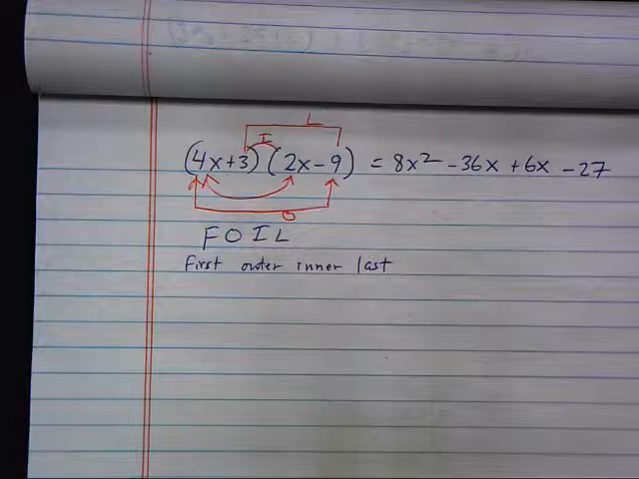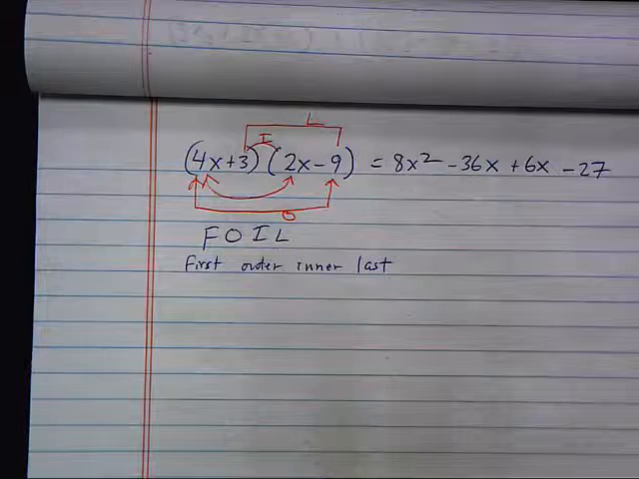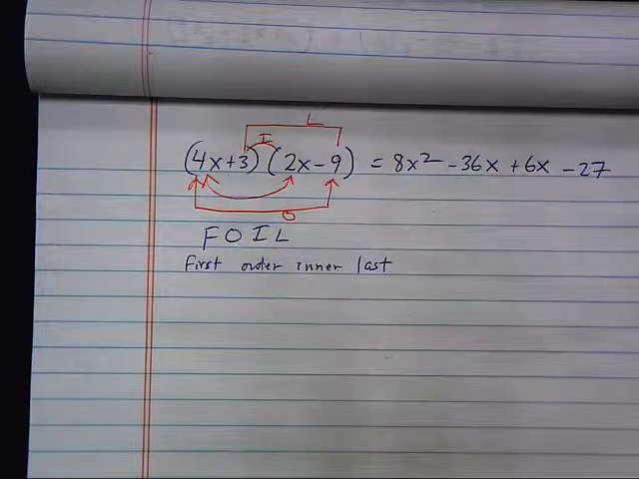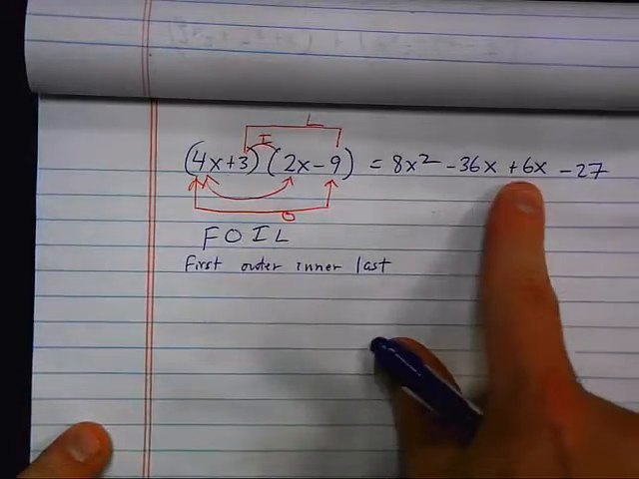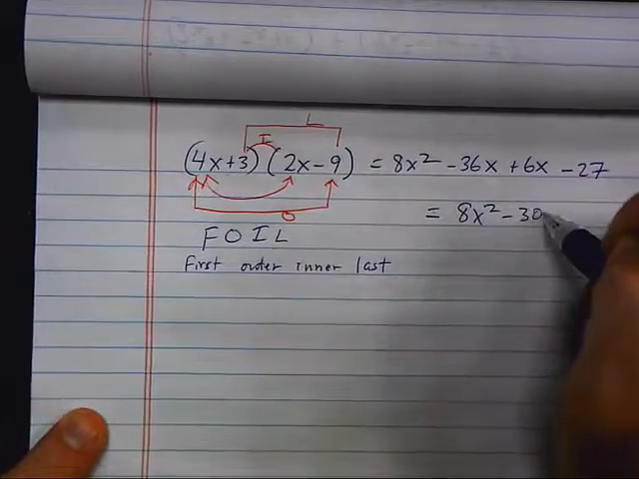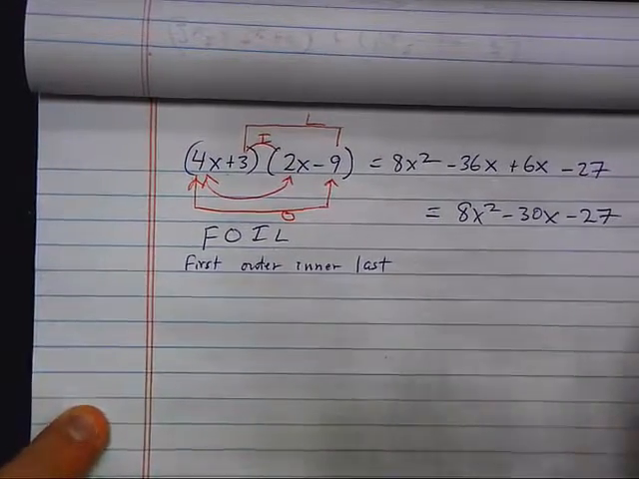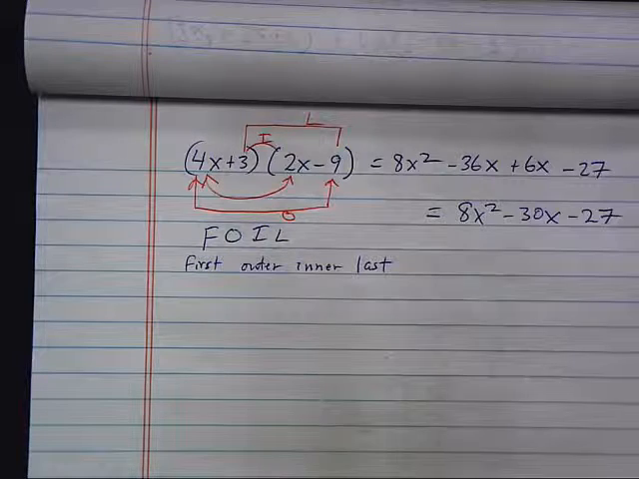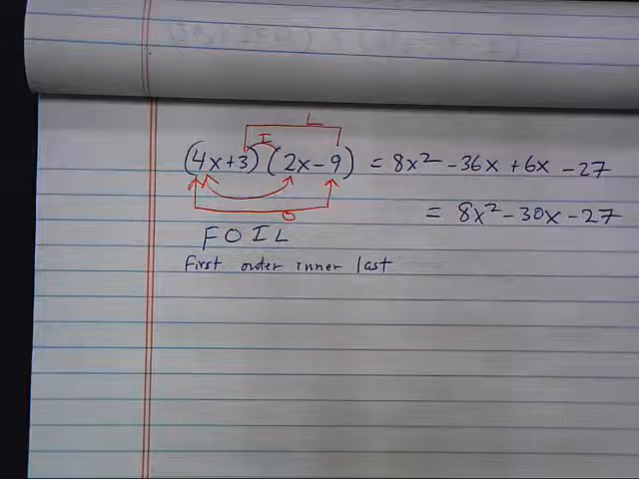No, I would not. I would do what you thought we should do. And what were you saying we should do? Add the two things with the x's. That's right. Once you do FOIL, once you do your multiplying, you look to add any common terms. And we do have two common terms here, negative 36x and 6x. So our final answer would be 8x squared minus 30x minus 27. Absolutely, you would combine your like terms.